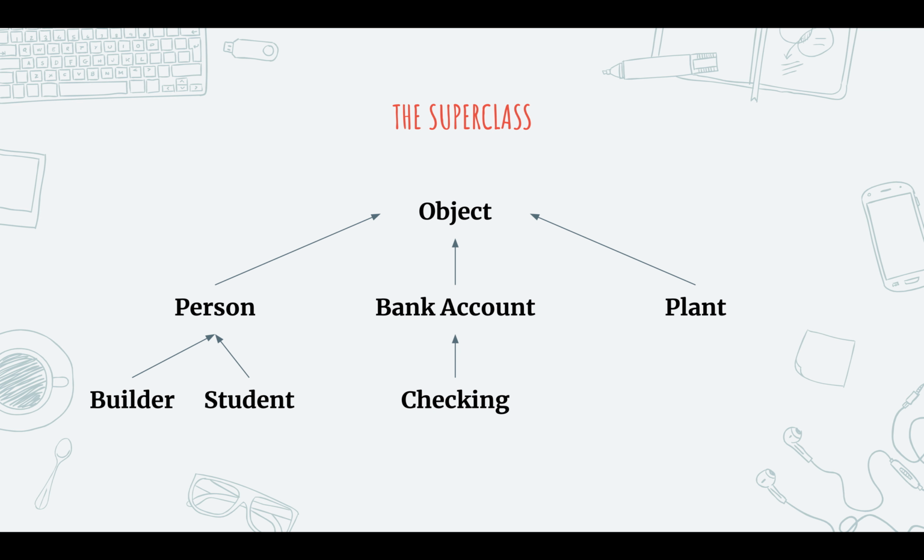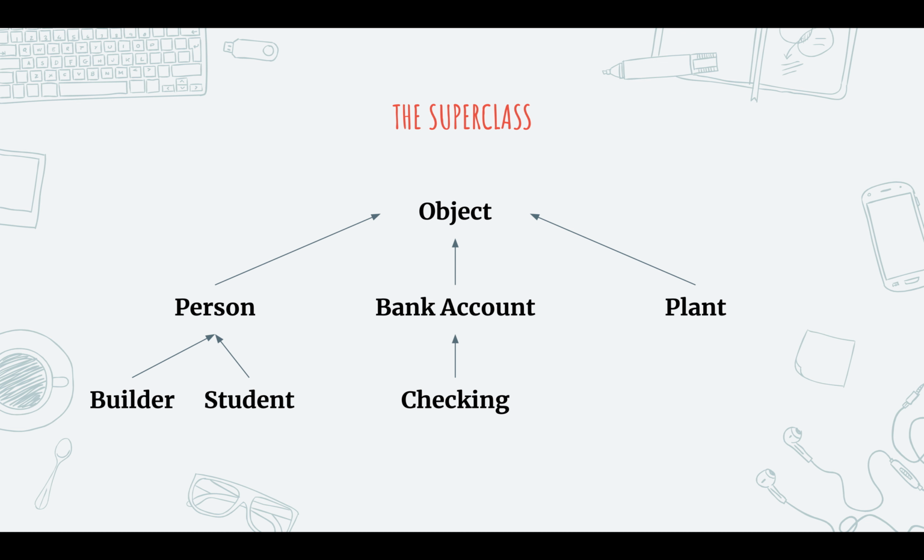As you can see, the object class is the universal superclass, and all the classes that you see displayed that are connected to object are extended from object. To explain inheritance, look at the relationship between person and object. A person is an object, however, an object is not a person. A bank account is an object, but not all objects are bank accounts. Plants are objects, but not all objects are plants.